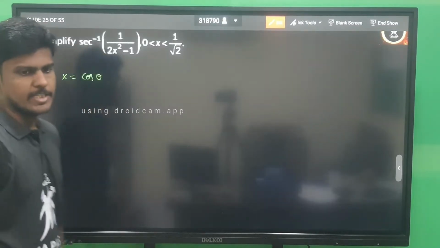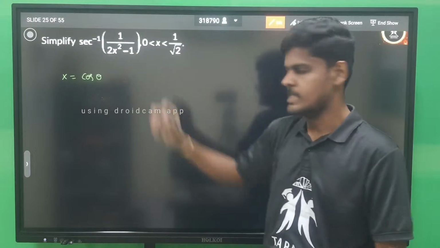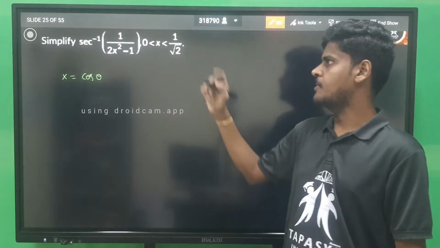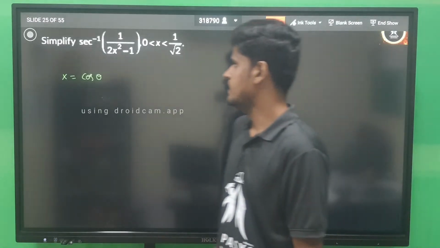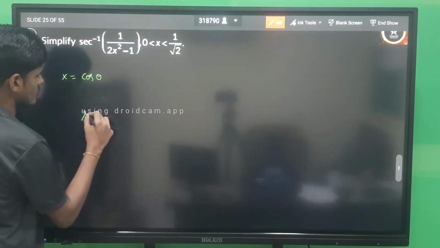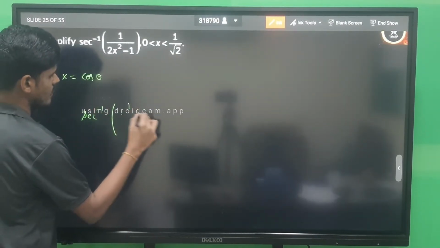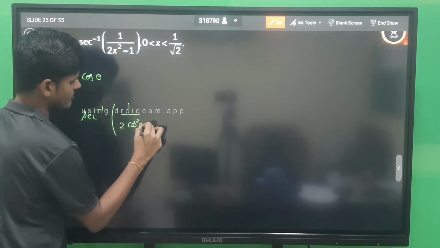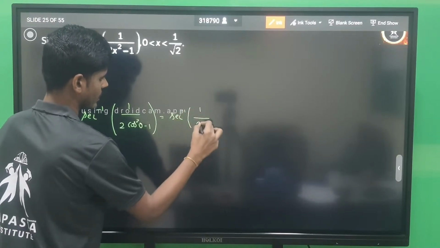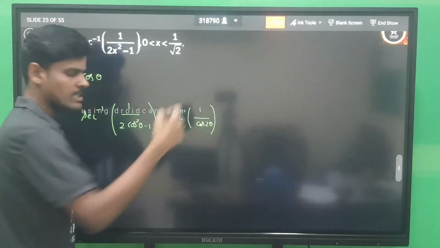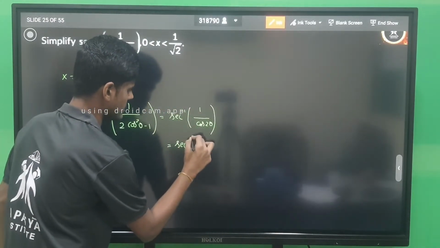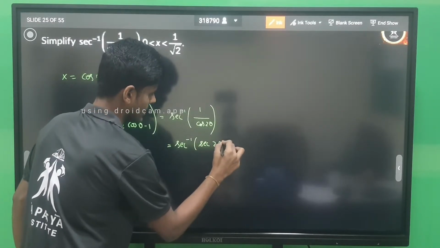Why do we need to substitute x equal to cos theta, students? When we substitute x equal to cos theta, this denominator part is 2 cos square theta minus 1, and we know the formula for that. What is 2 cos square theta minus 1? That is cos 2 theta. So this function is actually secant inverse of 1 by 2 cos square theta minus 1. This is nothing but secant inverse of 1 by cos 2 theta. And what is 1 by cos? 1 by cos is secant. So this becomes secant inverse of secant 2 theta.